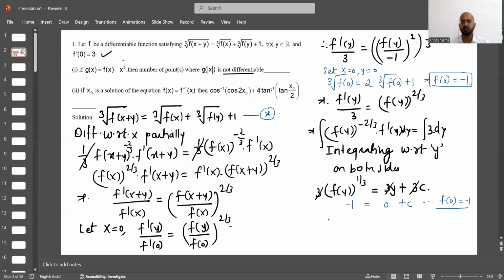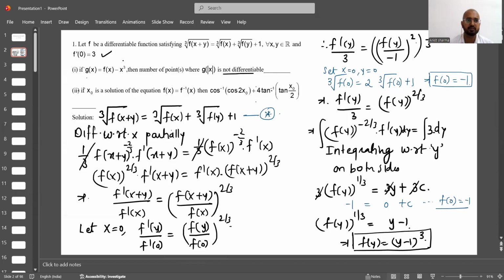So I can get the function: f of y to the power 1 over 3 is equal to y minus 1. From here, I get f of y is equal to y minus 1, whole cube. I get this function. Now, what is next? g of x is f of x minus x cube.